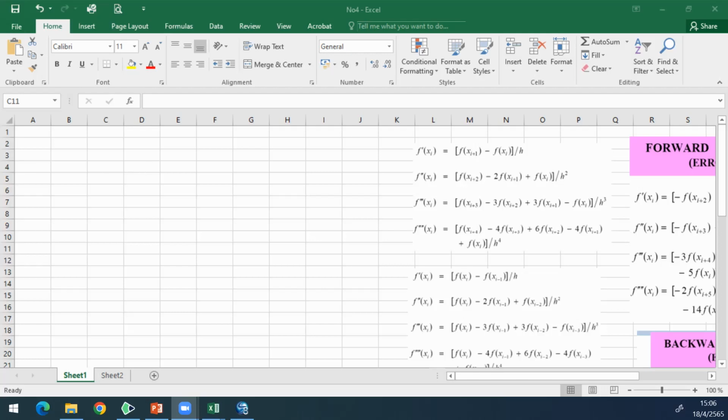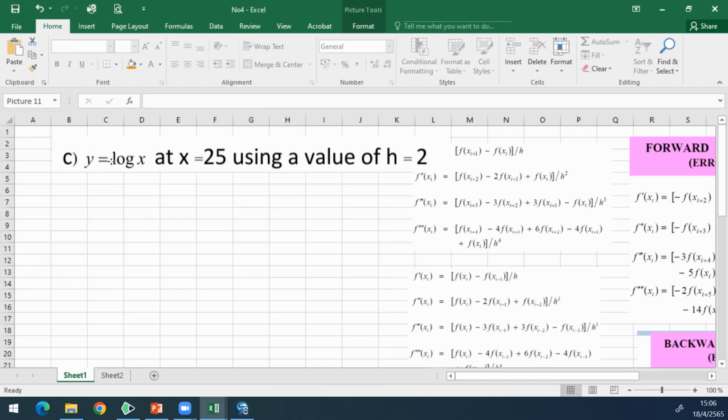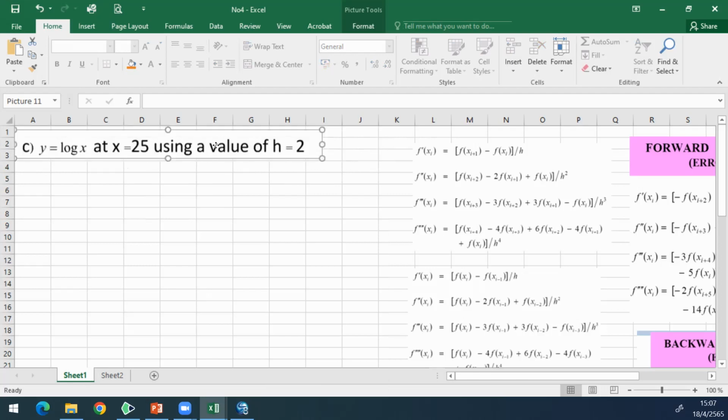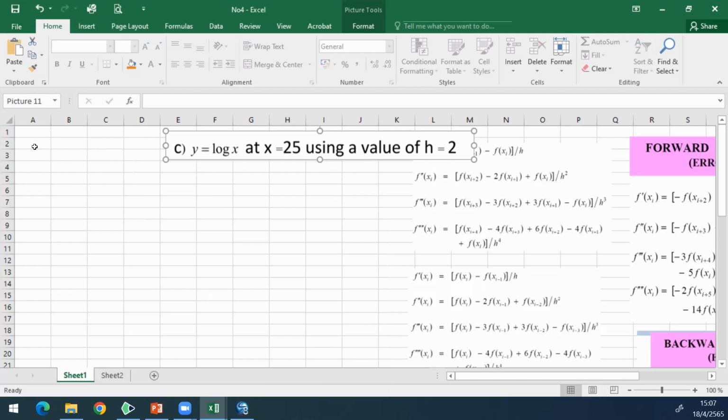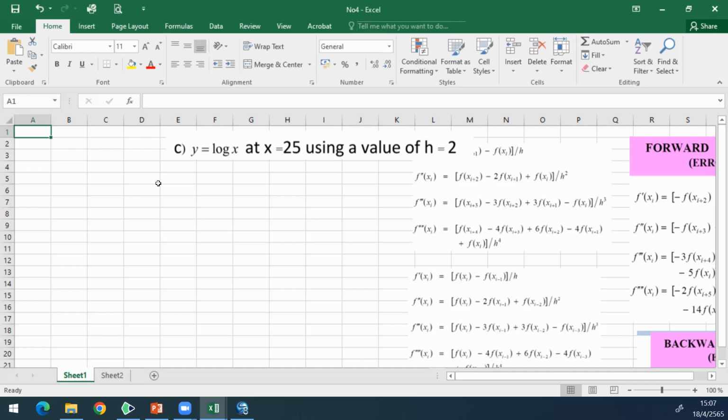We will solve this problem, y equal to log x, when x equal to 25, right? And we will apply the high accuracy formulas. For high accuracy, we have to determine x_i plus 1, x_i plus 2, x_i minus 1, and x_i minus 2 also, right? So I may create a table like this, and it should have x_i.